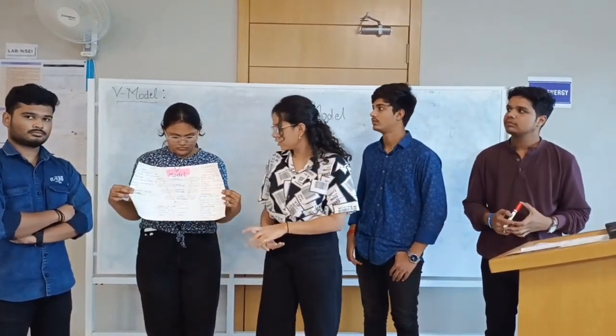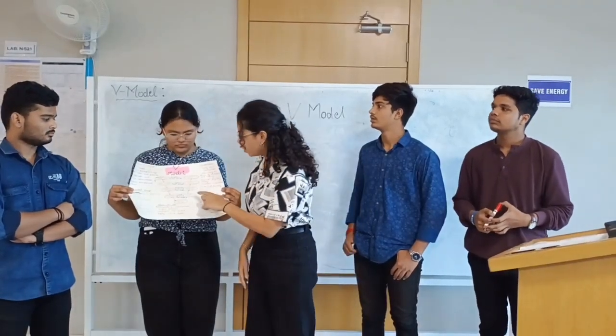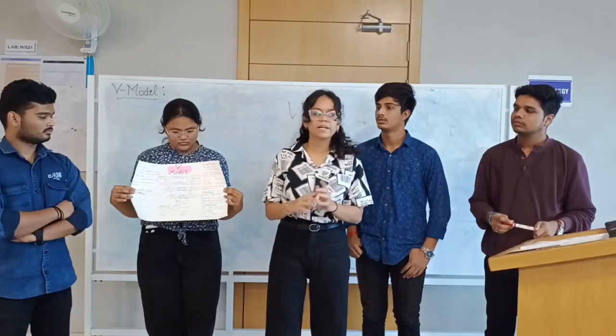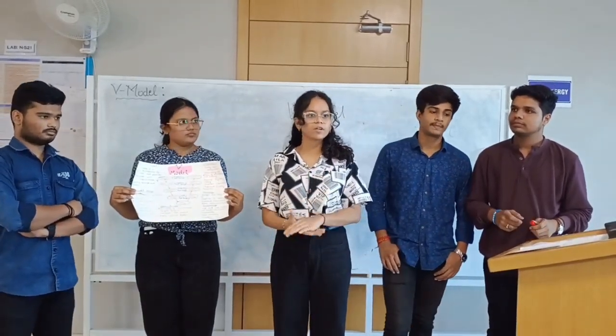And validation phase includes unit testing. Unit testing means we will test the room. Integration testing is like the floor testing. System testing is the building testing. And acceptance testing is whether we have fulfilled the requirement of the user or not.